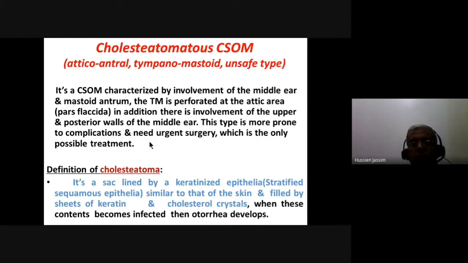So it needs urgent surgery. The major role in treatment is for surgery. We have to give medical treatment, but the major treatment is surgical treatment.